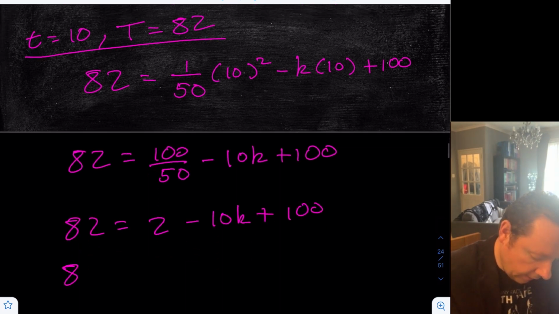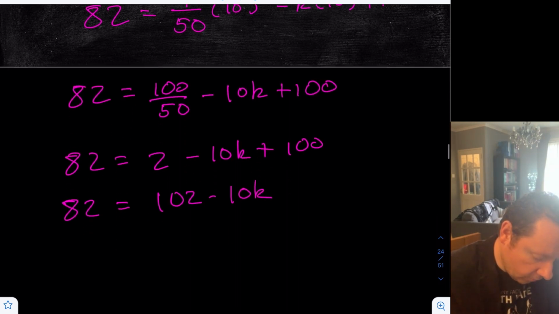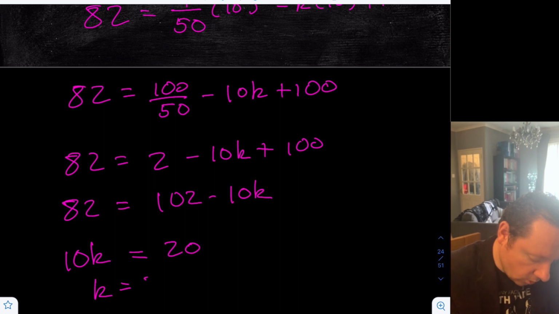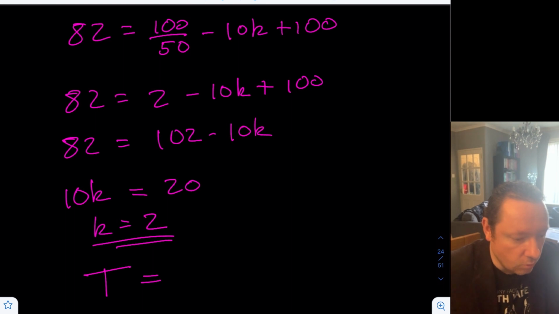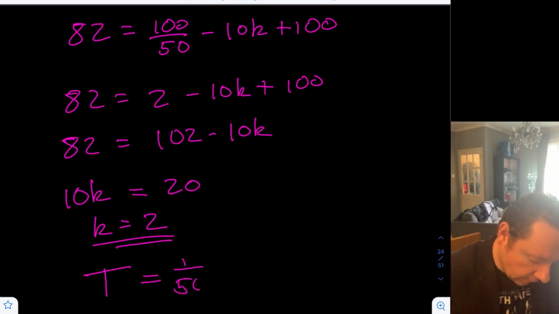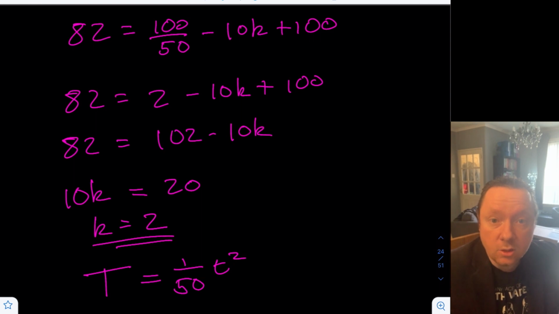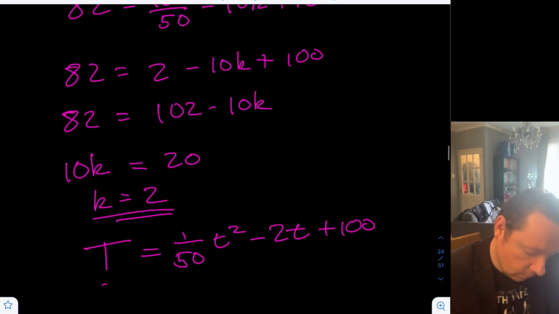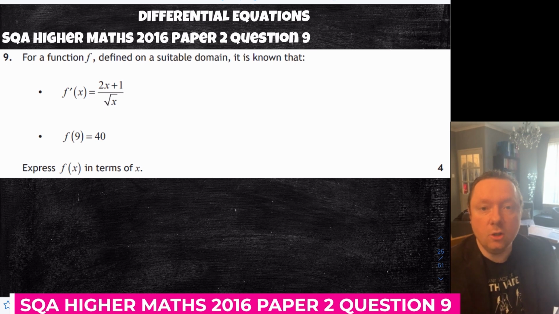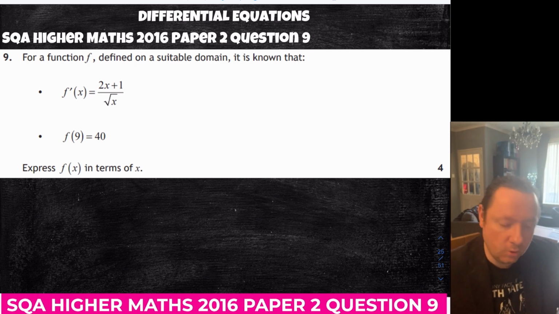So you get 82 is 102 minus 10k. Moving the 10k over to this side to make it positive. That is 102 minus 82 is 20. So k is 20 over 10, which is 2. So our final answer is just T is equal to 1/50th of t squared minus 2t, because k is 2, then plus 100. And we're done there. Differential equations, SQA Higher Maths 2016, paper 2, question 9.